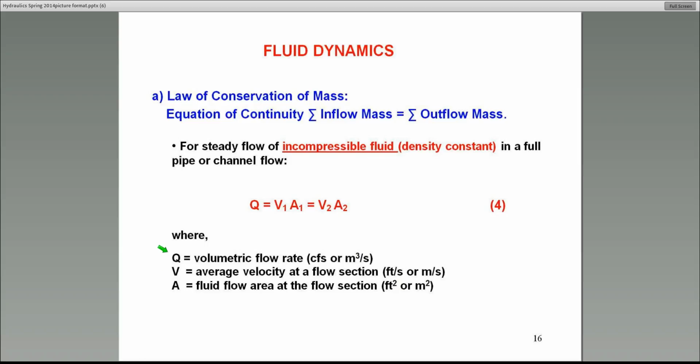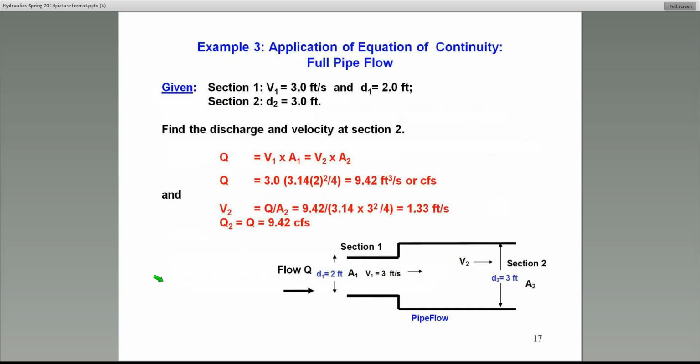Q is the volumetric flow rate, or discharge, we call it, in CFS. A is the fluid area. In the case of pipe flow, full pipe flow, A is constant. It's equal to pi d naught squared over 4. I've set up a small example here. In this case, I have a full pipe flow situation. At section 1, the velocity is 3 feet per second, and the diameter of the pipe is 2 feet. And at section 2, what I want to calculate is the velocity and discharge in this pipe.